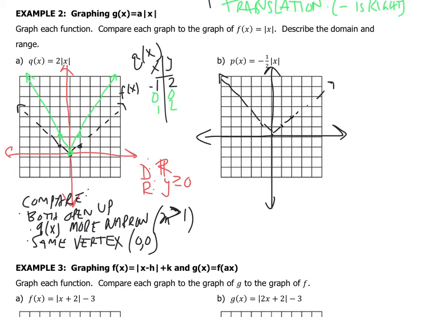And now let's focus over here on the p of x. So this time, because I see that 1/2, let's be smart about this, and let's put in multiples of 2's to make this a little bit easier to deal with. So let's just do the basic one. So let's do -2. If -2 goes in as the absolute value of x, that becomes +2. Times -1/2 becomes -1. So when -2 goes in, -1 comes out. When 0 goes in, the whole thing becomes 0, because I just multiply by any number, it's still going to be the same vertex.